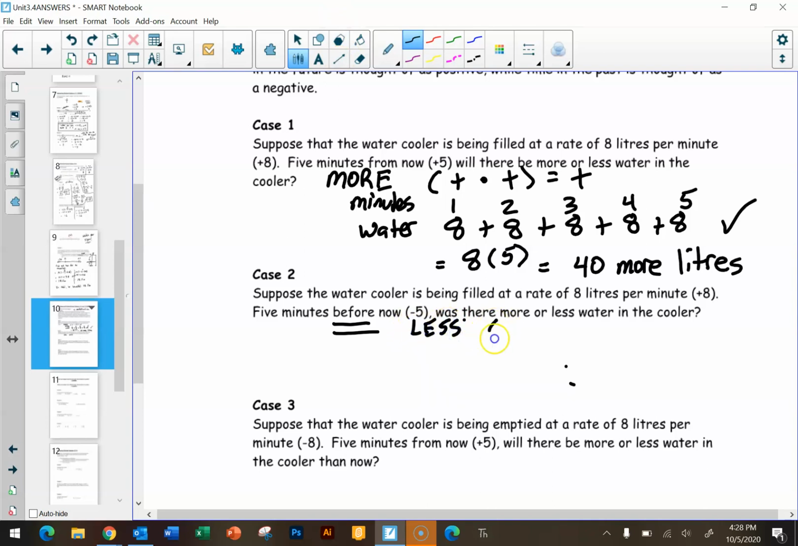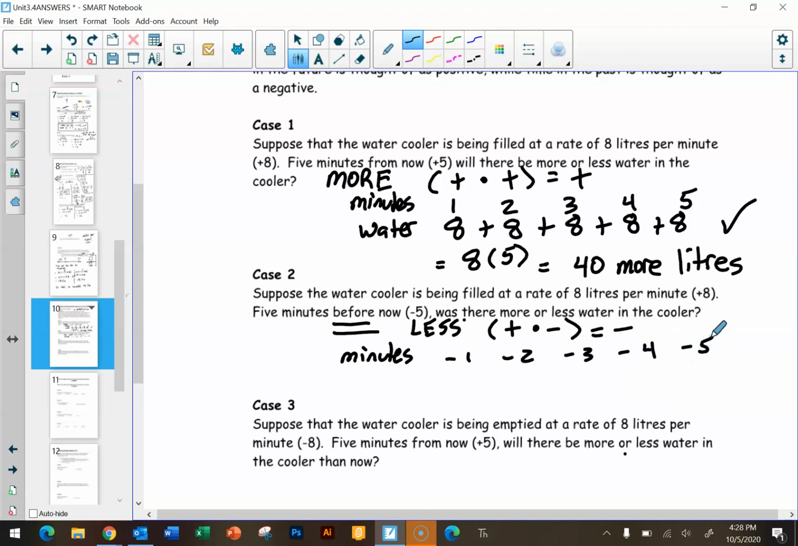And the reason that we can tell that is because we've got a positive times a negative. We've got positive water and we've got negative time, so it's going to be a negative answer, which means there's going to be less in there. And as we complete the multiplication for this, let's just do the same thing we did before. You don't always have to do this much work. I'm just trying to explain it. We've got negative 1 minute. That was a minute ago. Then negative 2 minutes ago, and so on.